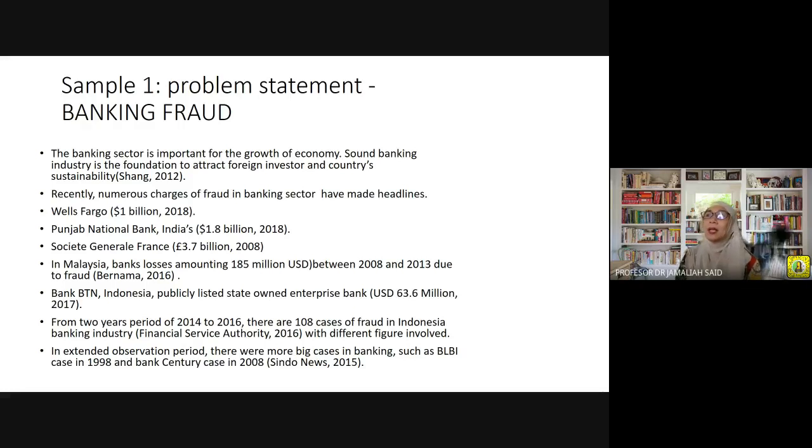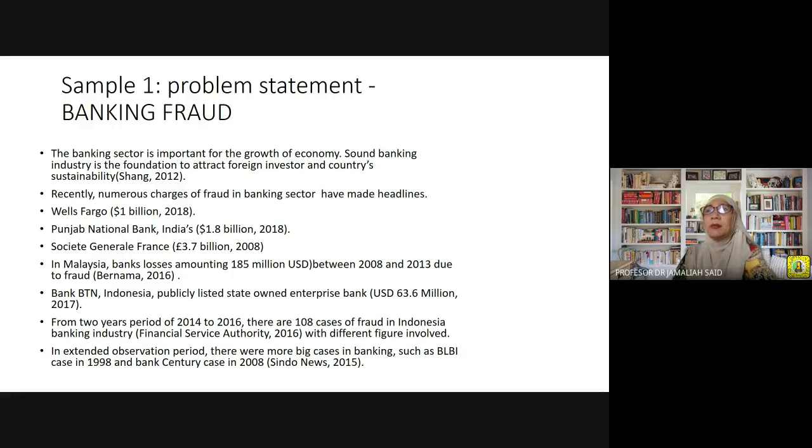But when she started the problem statement, she gathered all the information. This is among the latest, so I just put it into the slide to share with you all. So when she was doing banking fraud, she started collecting. Is it true banking fraud exists? So she collected the data from newspaper cuttings, from audit reports, from established newspapers, our main media. These are among the information she managed to collect on banking fraud.